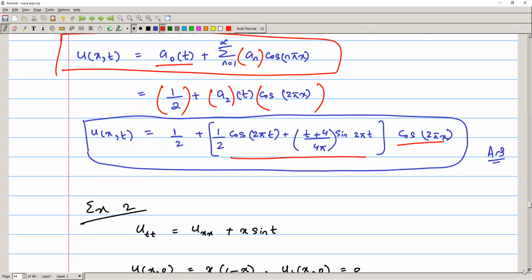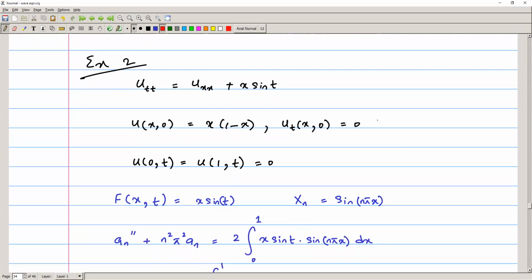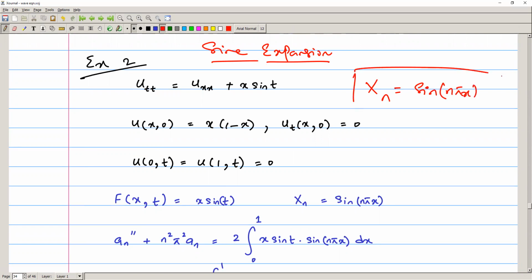Now we'll take a problem on sine expansion. This problem we will use sine expansion because of the Dirichlet boundary conditions. We will have the eigenvalue in terms of sine, function of sine, right? So this will be the eigenvalue.